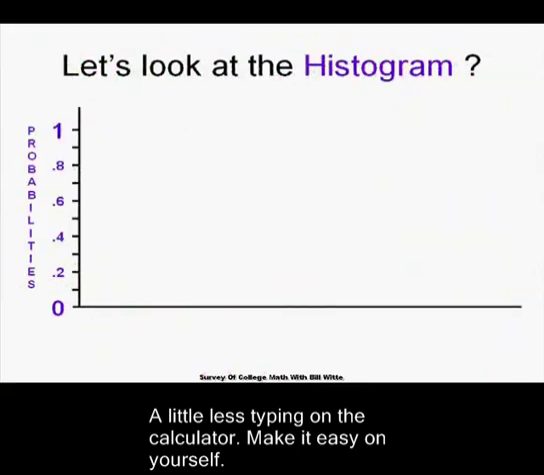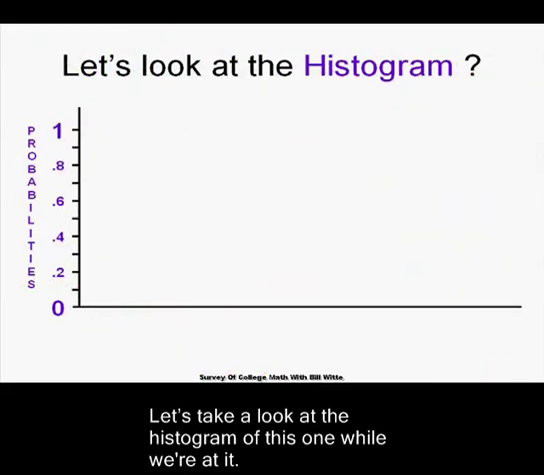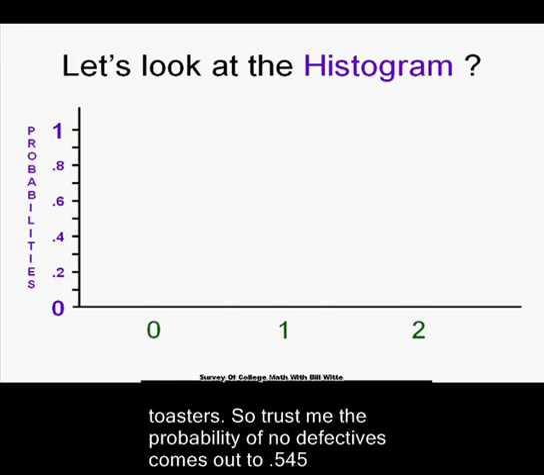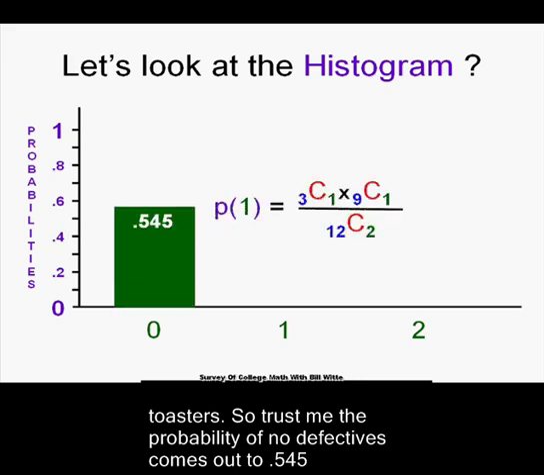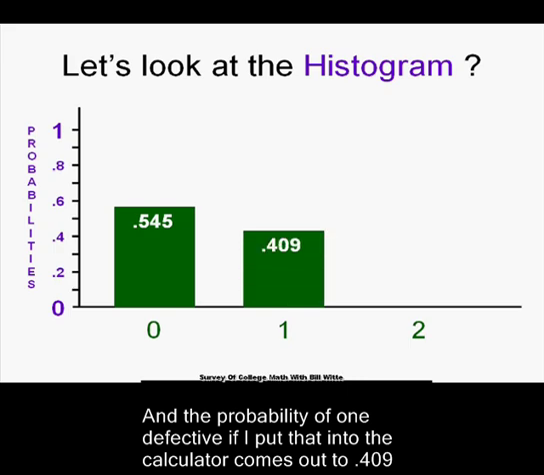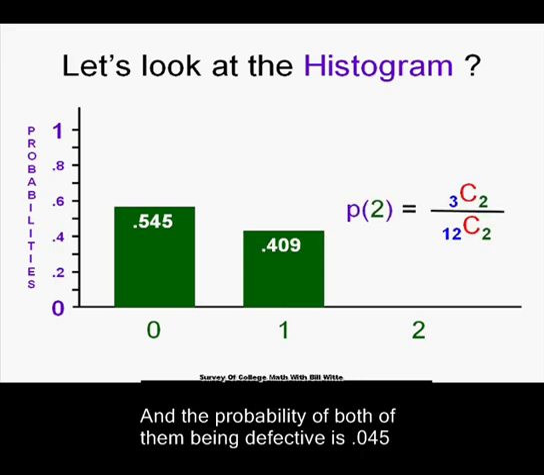Let's take a look at a histogram of this one while we're at it. The sample space has 3 members, 0 defective, 1 defective, and 2 defective. So we're thinking this calculation, trust me, the probability of none defectives comes out to 0.545. The probability of 1 defective, if I put that into the calculator, comes out to 0.409. And the probability of both of them being defective is 0.045.